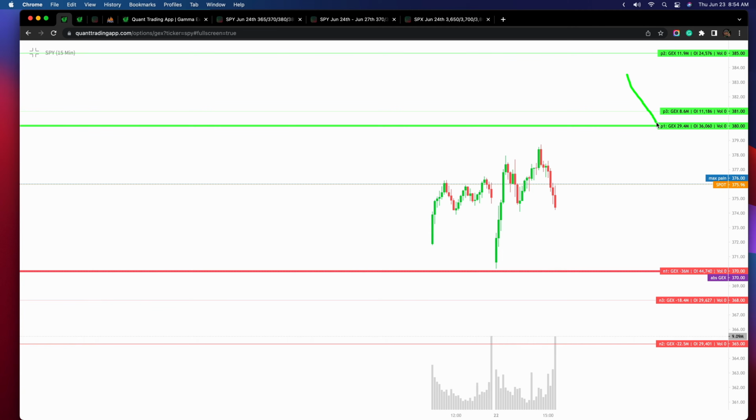Right here we have what's referred to as P1. This is a term at Quant Trading App. It just means the highest positive gamma exposure level, and then N1 is the highest negative gamma exposure level. As you can see right here, the GEX for this level is negative 36 million, and then the GEX for this level is plus 29 million. We can see the open interest and the volume on the chart.